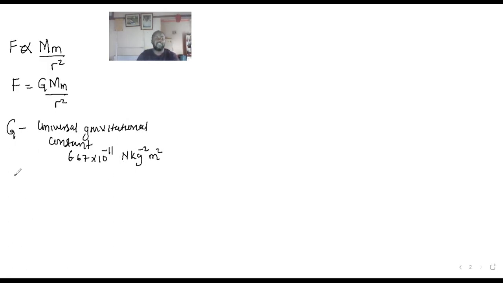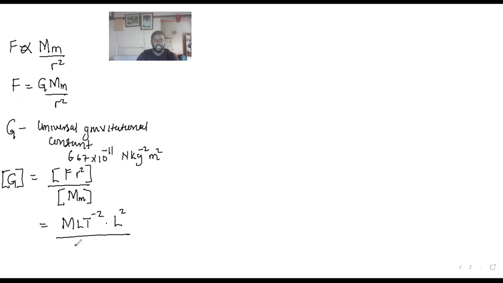Sometimes they can ask you to derive its dimensions. Then you make it the subject and say dimensions of force and R squared over dimensions of capital M and small m. Of course, force is mass times acceleration, which is M L T to the power -2. R is in meters, so it is L squared, all over M squared, because of M and m. Then you can lose one M, and the dimensions will become L cubed per T squared per M.